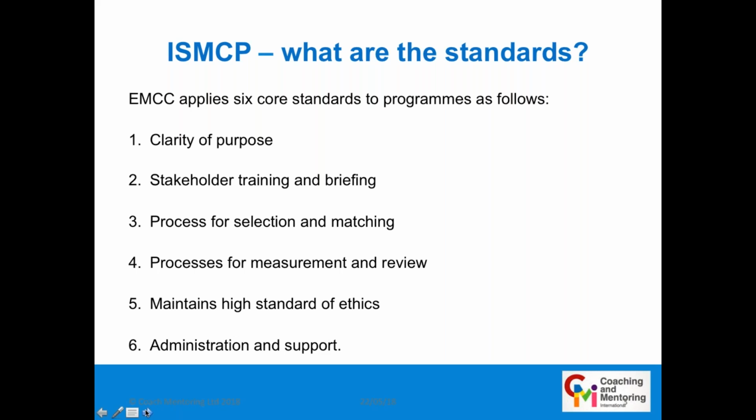Then the third element is how you select and match people. Who will make a great mentor? Who will make a poor one? How do you put together people so that you get the most effective learning relationship? Then there are the processes by which you measure and review what's going on, how you troubleshoot the relationship, how you know that it's working. These are important parts of the whole package.